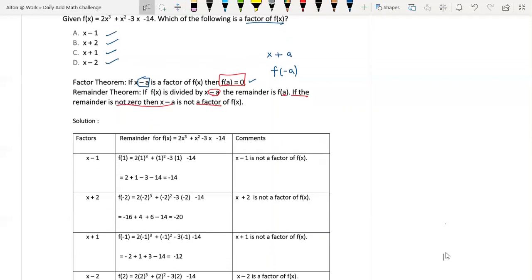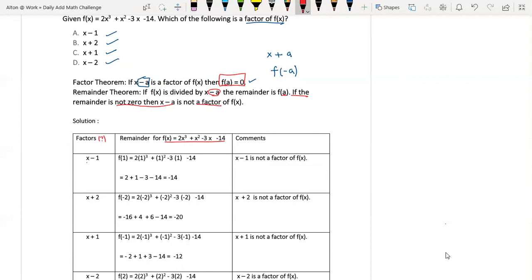So notice what I've done. This is a multiple choice. The best way is to look at each of these possible factors. So I'm going to put a little question mark here, possible factors. And we're going to substitute your corresponding values into f of x.